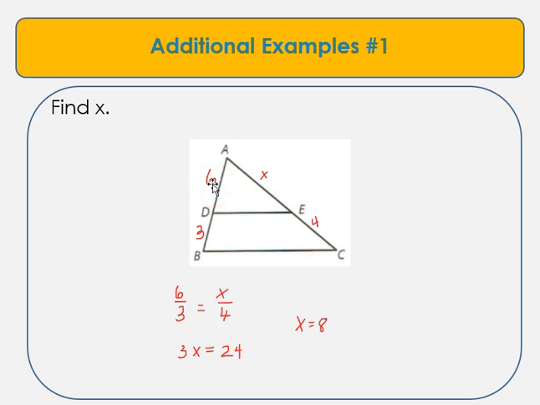One of the things I wanted to tell you also is to test this. If x is equal to 8, we could take a look at these two proportions, AD and AE, and that would be 6/8, which would reduce to 3/4.